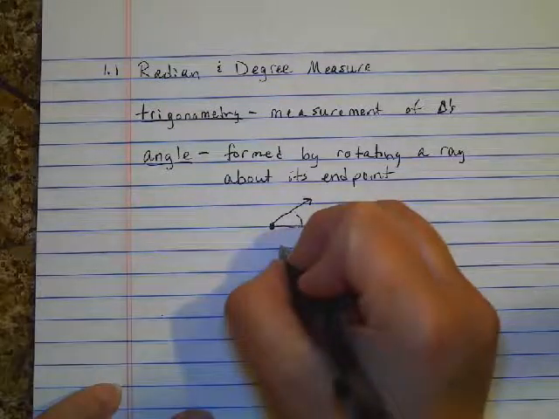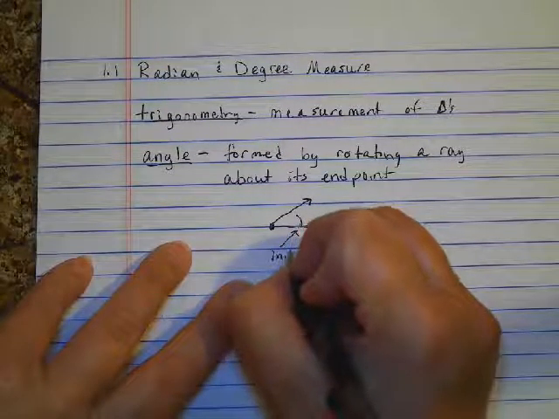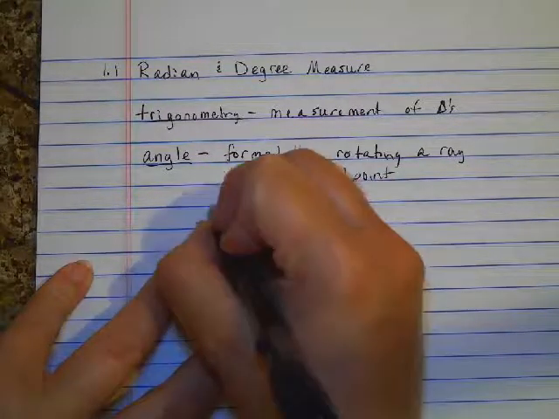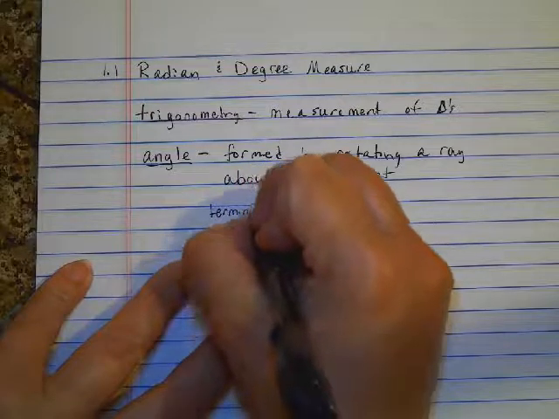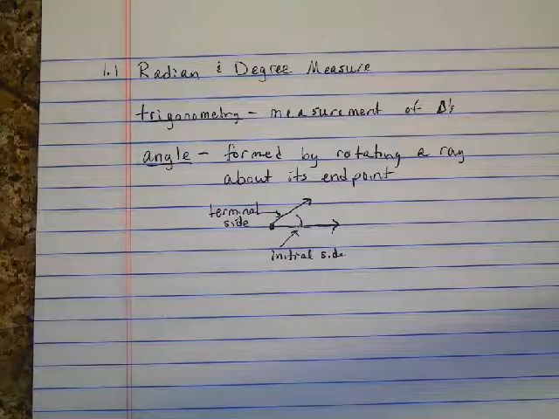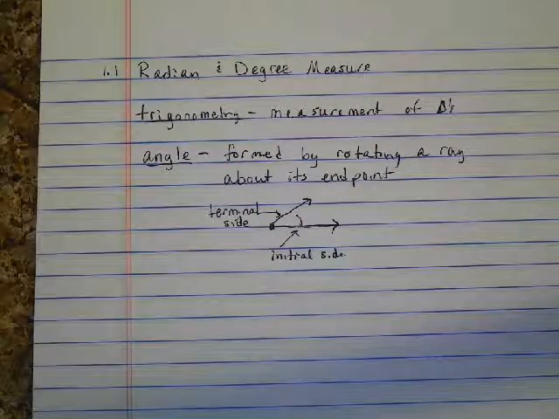We would call this side the initial side, and this would be the terminal side. So the one you start with is the initial side, the one you end with is the terminal side.